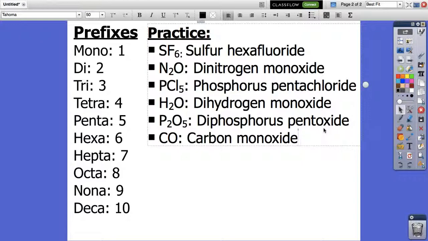Guys, please let me know questions you have over these. They're pretty straightforward, but again, there are a set of rules that need to be followed, and these are only applying to 2 nonmetals that are covalently bonded together.